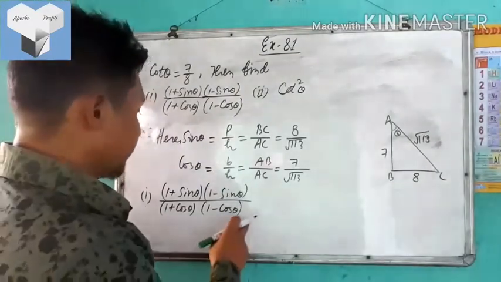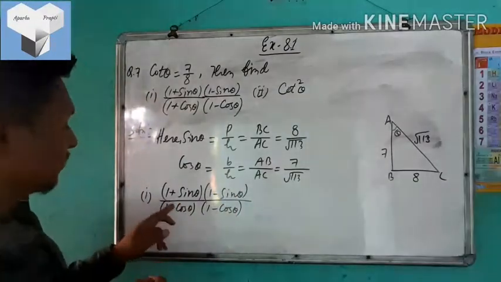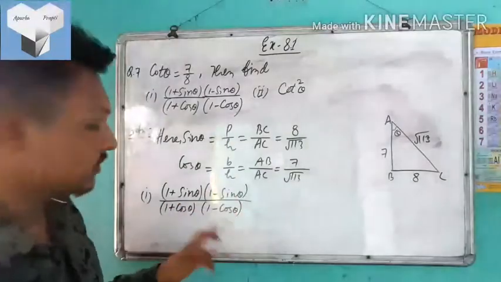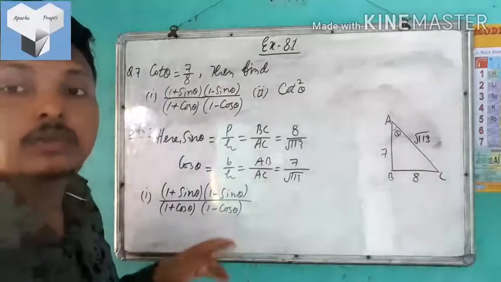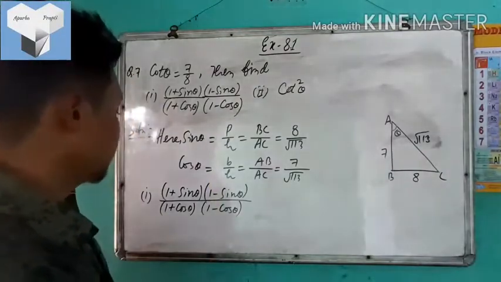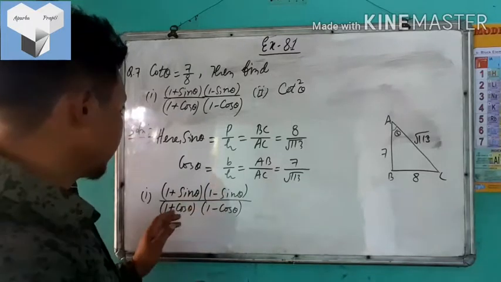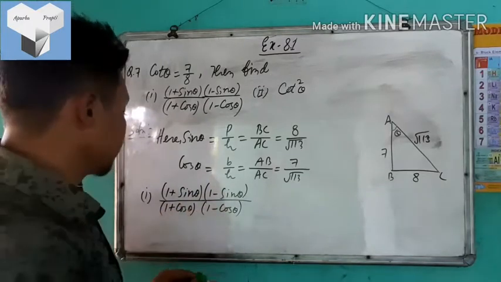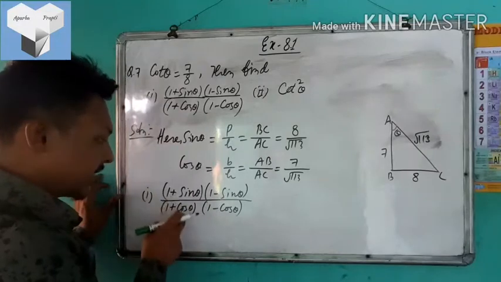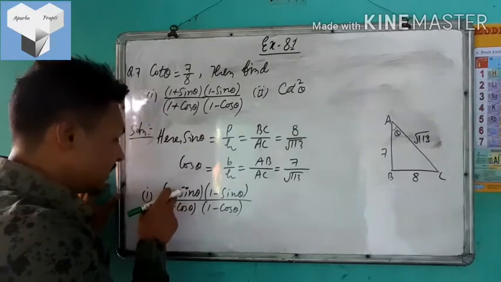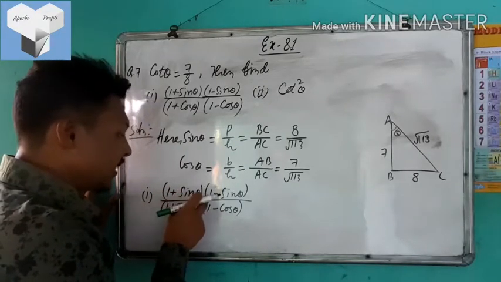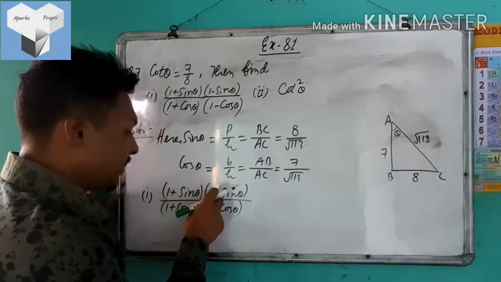So here we have to find the value of this expression, that is (1 plus sin theta) into (1 minus sin theta) divided by (1 plus cos theta) into (1 minus cos theta). So this is exactly in the form of (A plus B) into (A minus B) in both the numerator and the denominator. You have to consider this 1 as A and this sin theta as B.